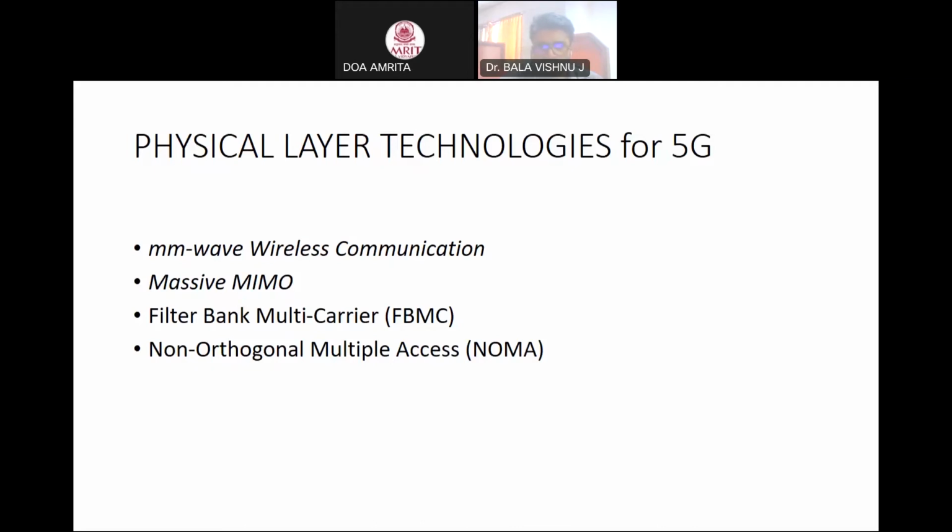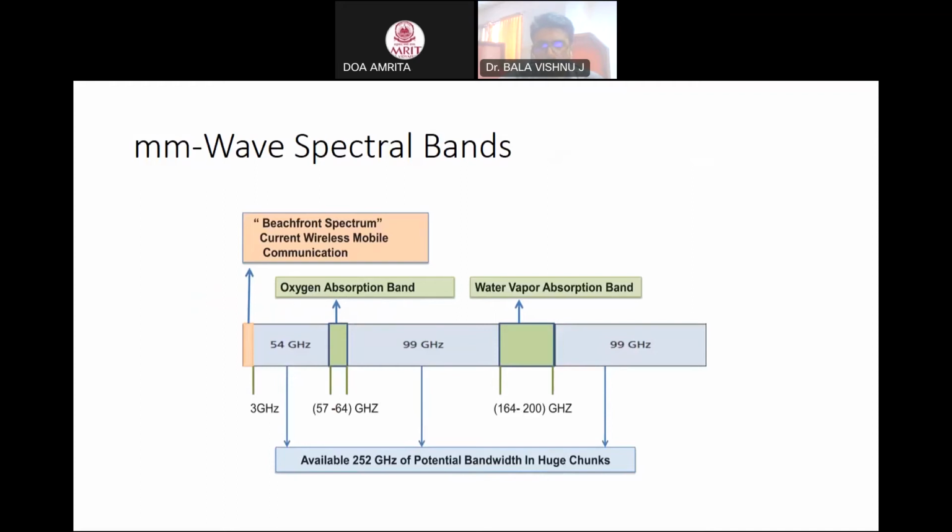For that, there are many functionalities or areas we are going to consider. First, we are going to look at millimeter wave wireless communications, and the second thing is massive MIMO, the third is filter bank multi-carrier communications, and the fourth is non-orthogonal multiple access. And apart from that, full duplex communication technologies also play a vital role in the physical layer technologies for 5G mobile communications.